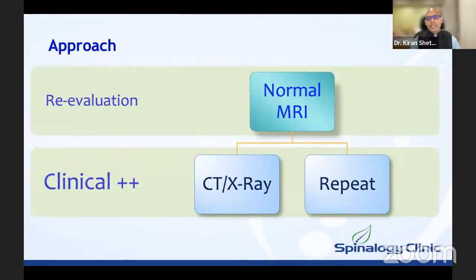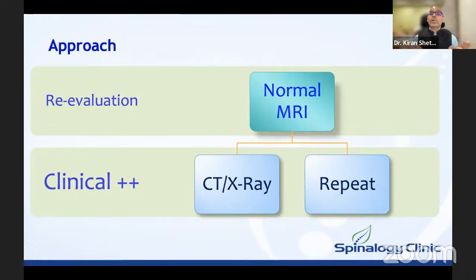So the first thing is, let's say after your history, examination and everything, you think clinically that the patient needs an MRI scan, and you directly send the patient for an MRI scan. You have not done an X-ray, though I always prefer to get an X-ray done. So let's say the MRI comes absolutely normal: there is no disc, there is no degeneration, there are no soft tissue injuries or any compression of the nerve roots or stenosis.